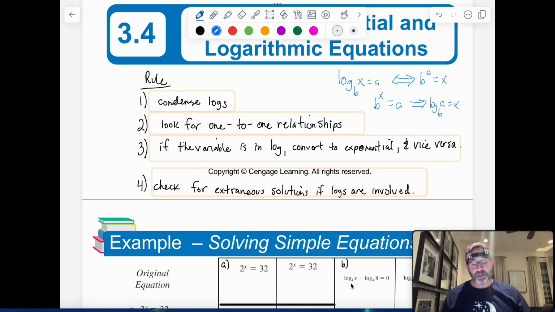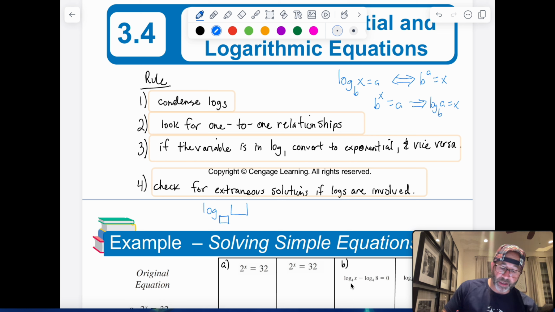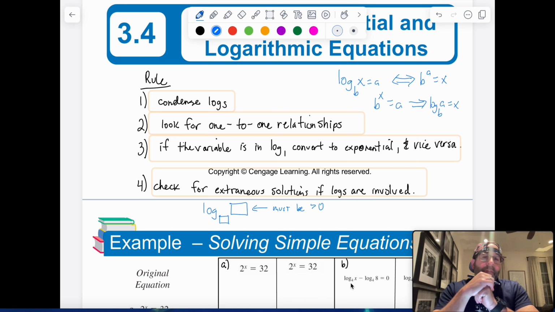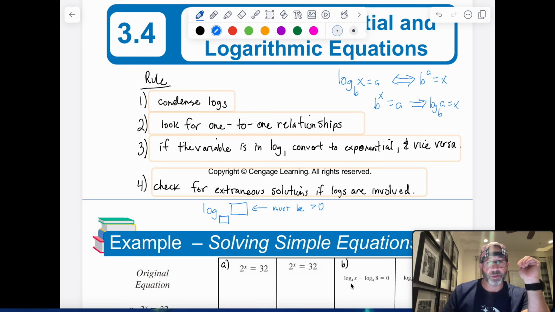And then the last one is check for any extraneous solutions if logs are involved. One of the rules that we should remember is that whenever we have a log base anything and then the "of" portion, this portion right here must be greater than 0. So as we're working through this, we're going to have to check for extraneous solutions. That comes from that domain restriction that we saw when we first introduced logs in this unit.